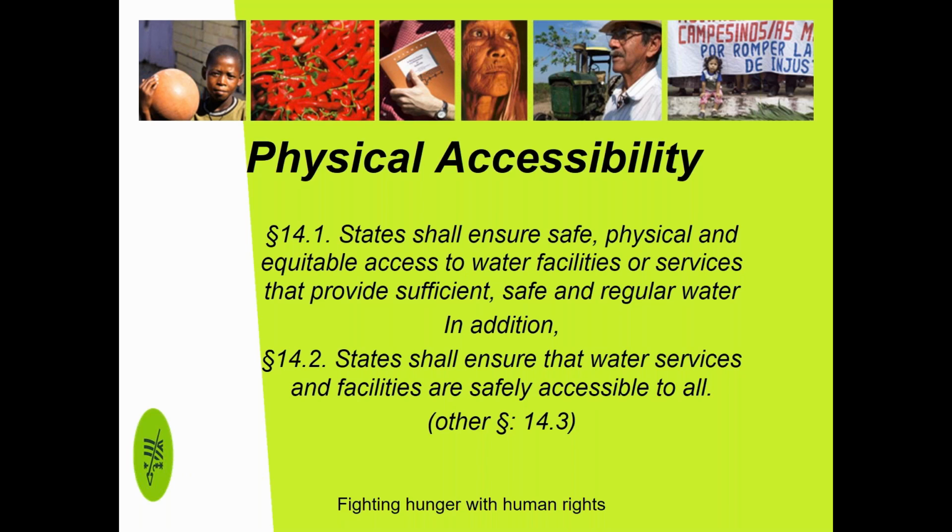And then it comes to physical accessibility. For physical accessibility, there are two important paragraphs, like paragraph 14.1, which says that states shall ensure safe, physical, and equitable access to water facilities or services that provide sufficient, safe, and regular water. In addition, states shall ensure that water services and facilities are safely accessible to all.